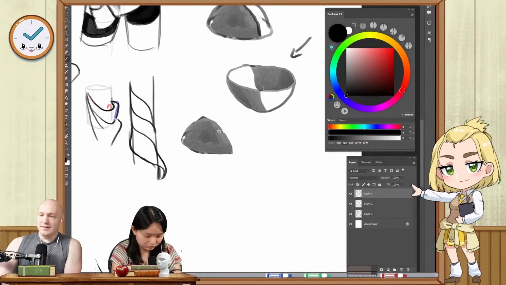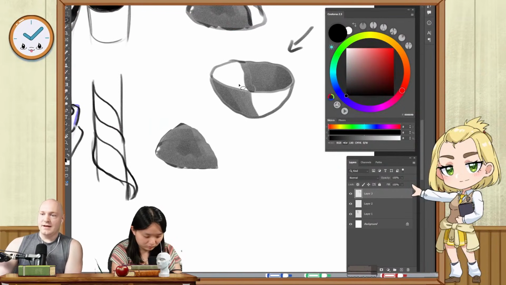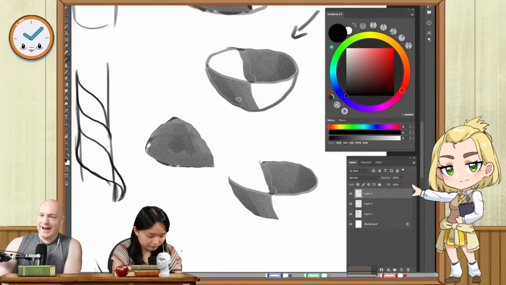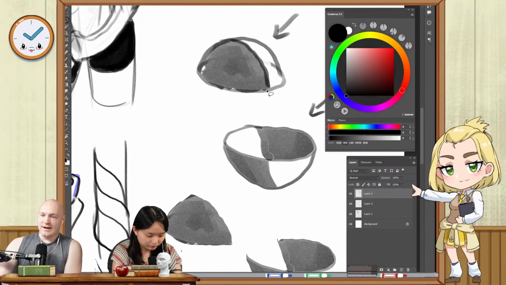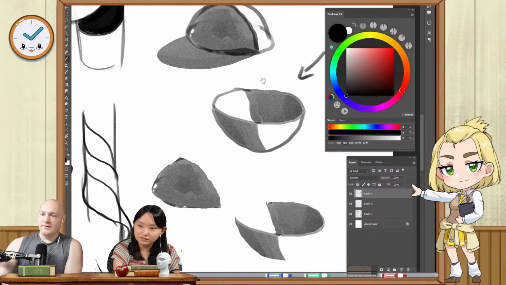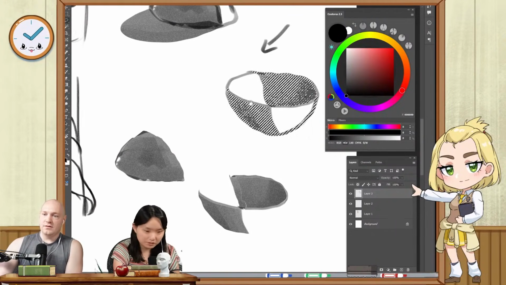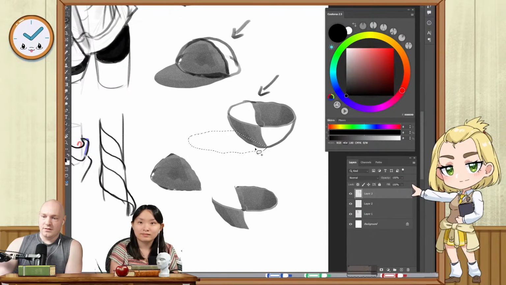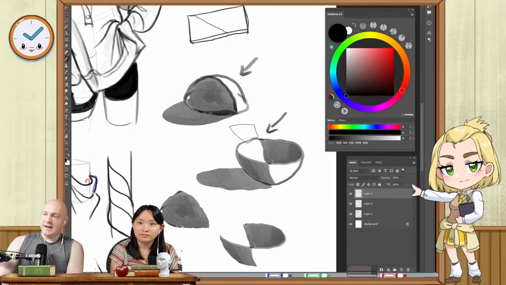One looks like this, and the other looks like this. No matter how much rendering I add to this, if I add a cast shadow, it'd probably be like this. And if I add a cast shadow to this one... I thought it was a baseball cap for a second. Yeah, it kind of does look like a baseball cap. It creates a similar shape. If I add a shadow to this one, it's probably going to be like this. Just by making one a bowl, by flipping the bowl upside down, right?